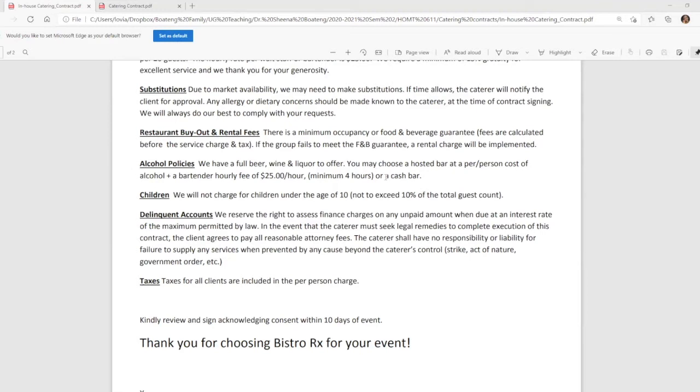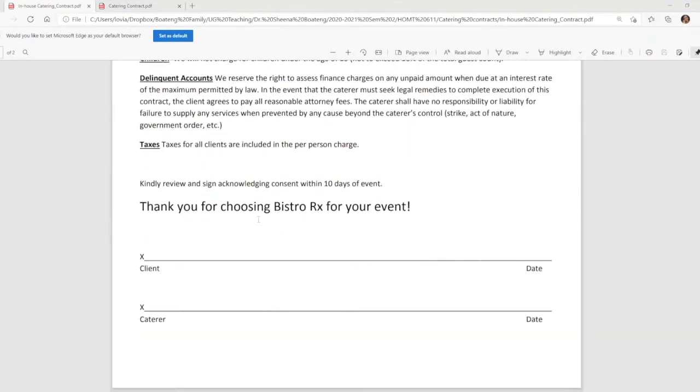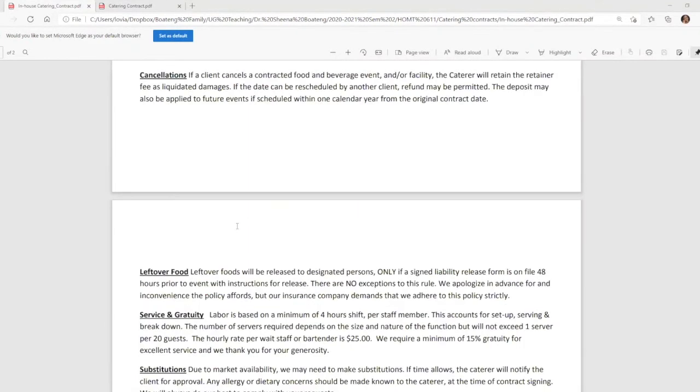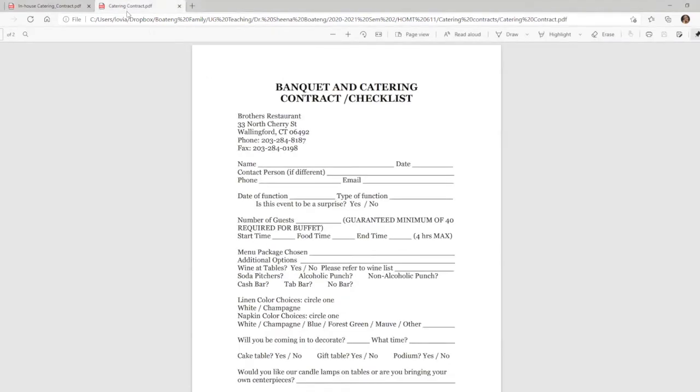And we can see the policy also talks about taxes. Right, so they are saying that all the figures that they give you in terms of what you have to pay include per person charges of tax. Right, so at the bottom you see the signature of the client and the date, and then that of the caterer and the date. So this is a typical in-house catering contract. Right, now let's look at an outhouse one.